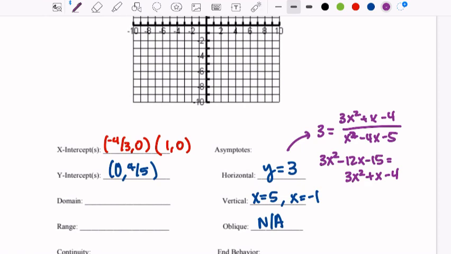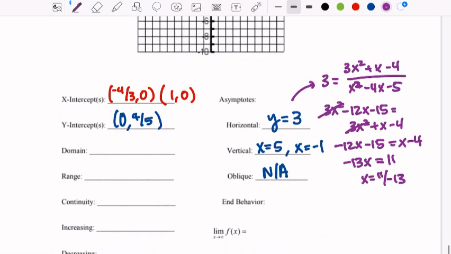Okay, solving our equation. I have a 3x squared on both sides. Okay, let's see. Subtract my x over, negative 13x. That'll be 11. Divide. Okay, we do cross. So we're going to cross our horizontal asymptote at the point negative 11 over 13, 3. Okay, so we will have that point there.